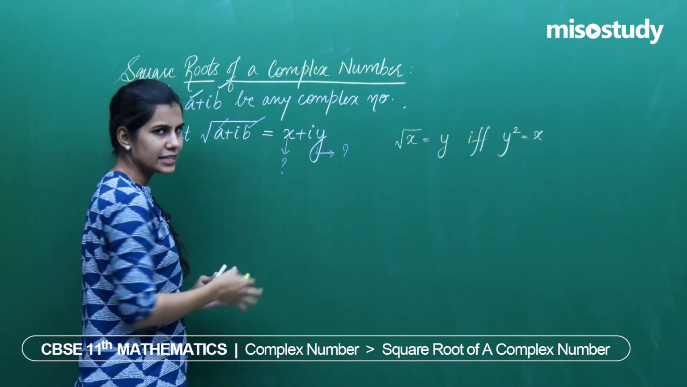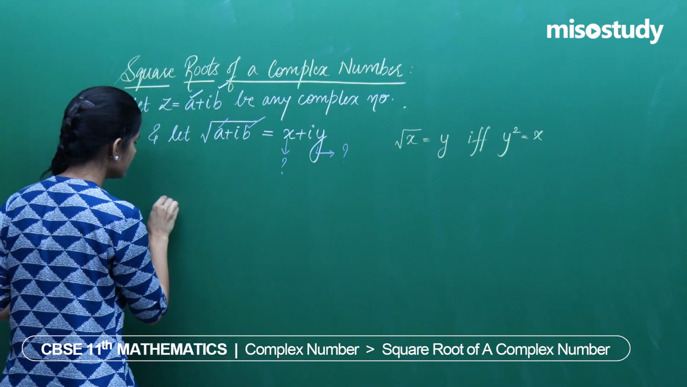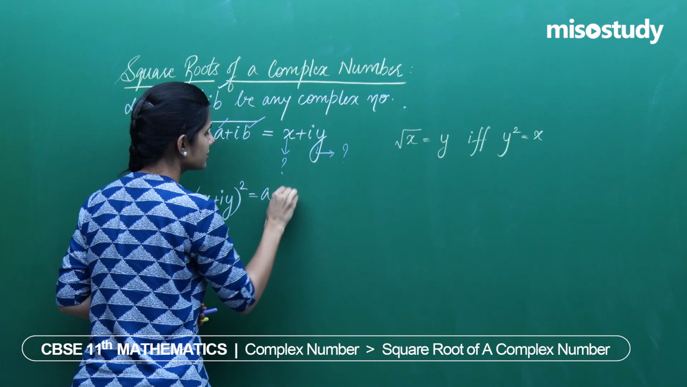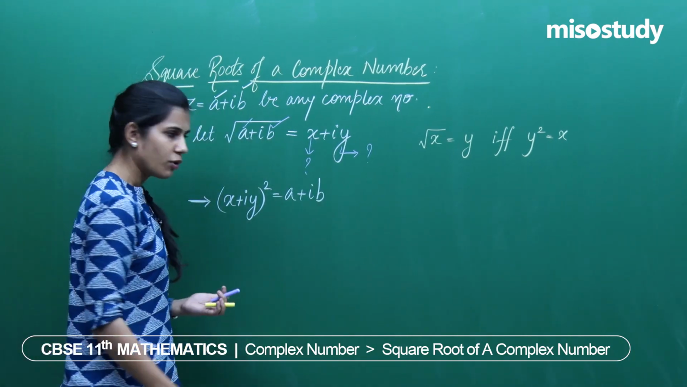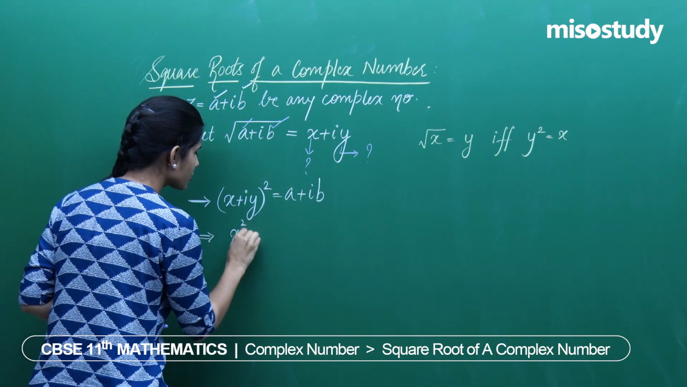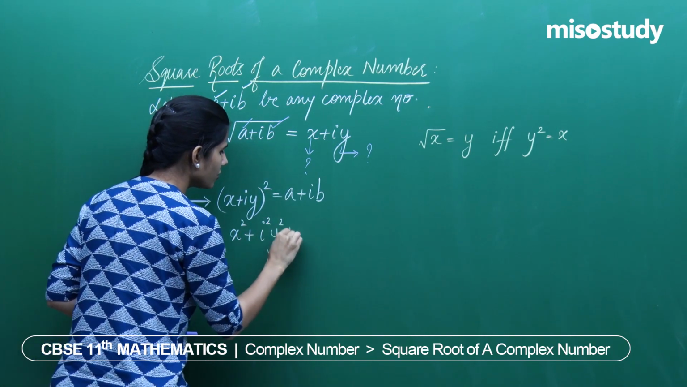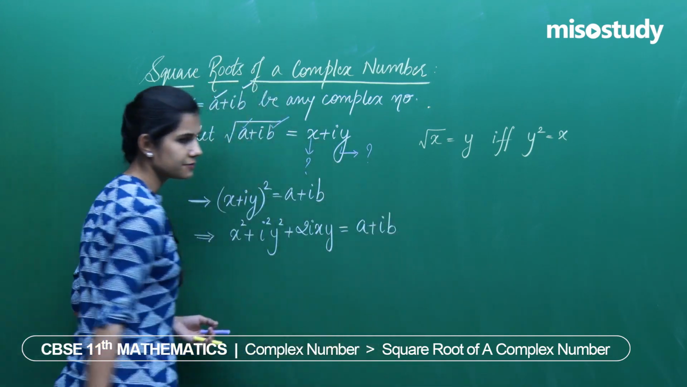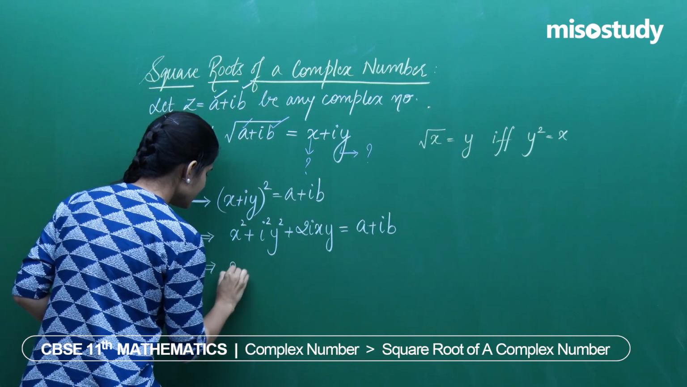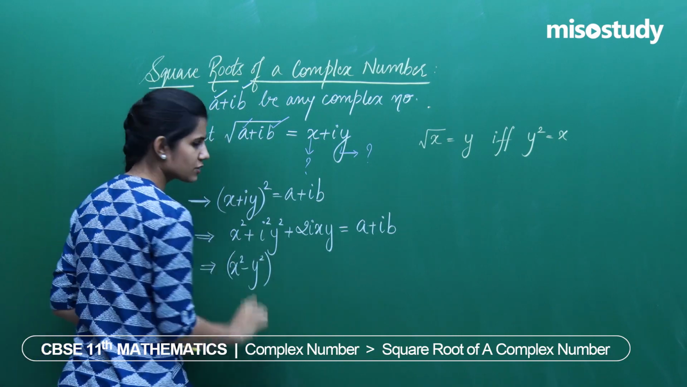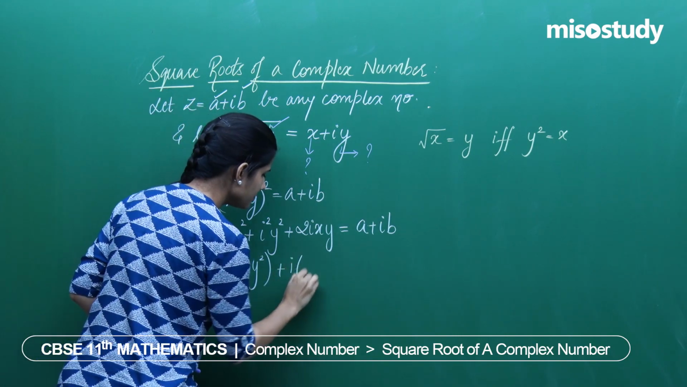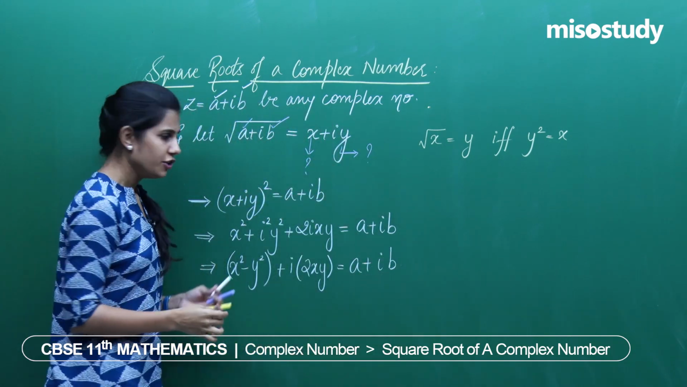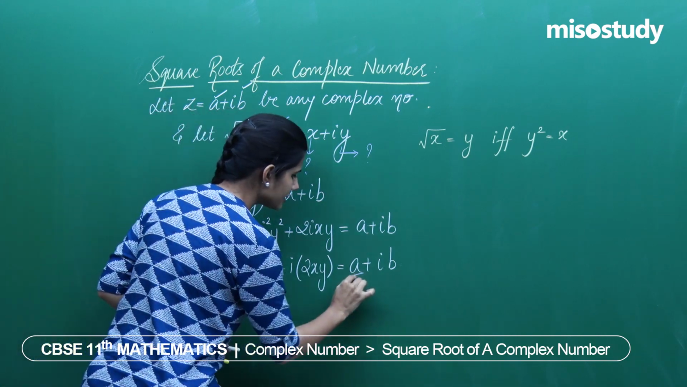So root of a plus iota b is x plus iota y. This means what? X plus iota y whole square is a plus iota b. We have already done this. What do you mean by this? This implies x square plus iota square y square plus 2 iota xy is equal to a plus iota b. This means x square minus y square, because iota square is minus 1, plus iota times 2xy is equal to a plus iota b. You can see over here, this is the real part and this is the real part.